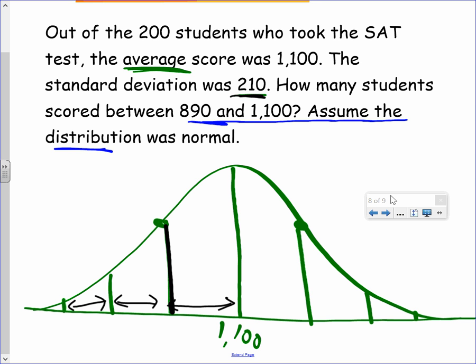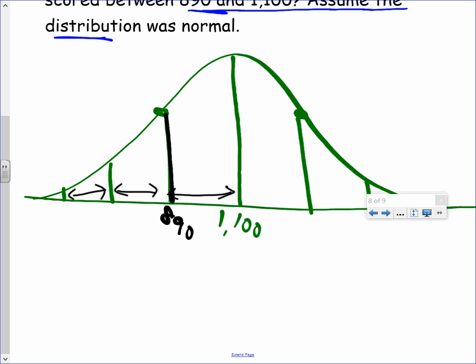So I'm going to take 1,100 and subtract 210 from it. So watch this. Subtract 210. This will be 890. Want to put that on your curve? It'll be negative 890? No, I took 210 and subtracted from there. That would be the score of 890. Some students scored 890 on the SAT. We don't know who yet.